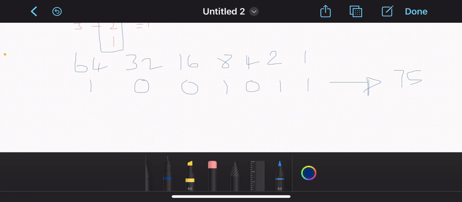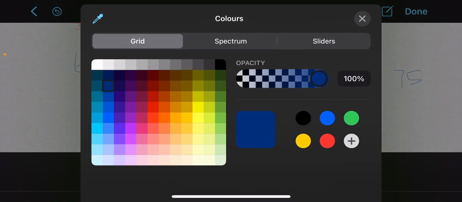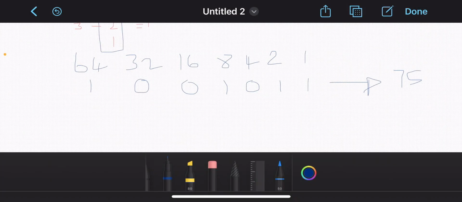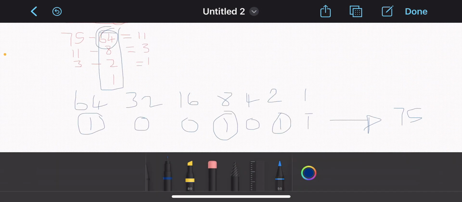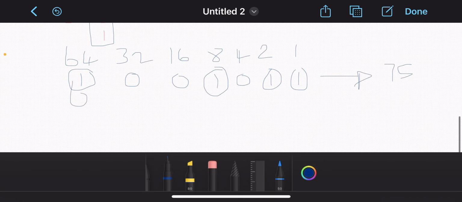Now we can quickly check if our answer is correct. Wherever we have our 1's, we take those numbers and add them. Just a little check here. There's a 1 here, there's a 1 here, there's a 1 here, there's a 1 here. So we're going to say 64.